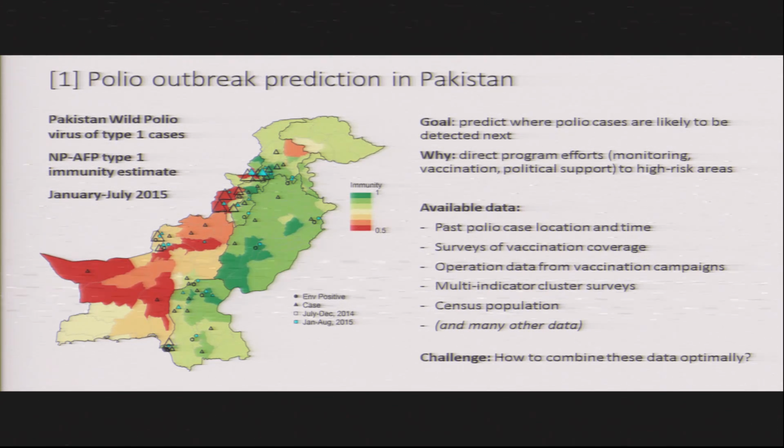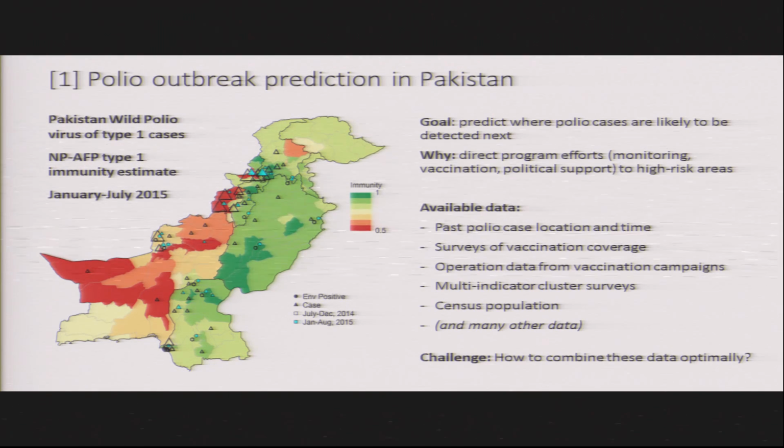I wanted to show you this figure to give you an idea of what the problem is like to try to predict these outbreaks. It's related to relating these predictors to these outcomes: the immunity that you know of and the polio cases that you're measuring. And your goal is to anticipate them so that you can fix the problems before the virus finds them. You can direct program efforts. You can do better monitoring, better vaccination, better political support to these high-risk areas where you have issues.